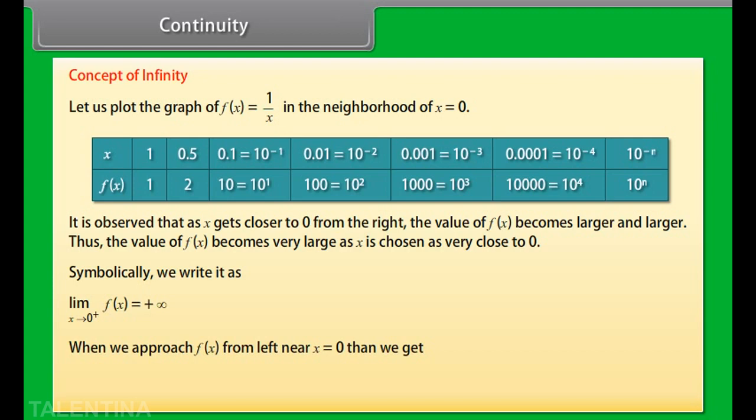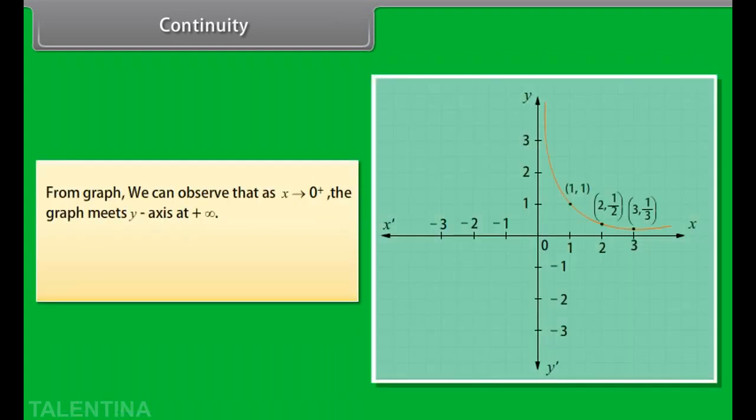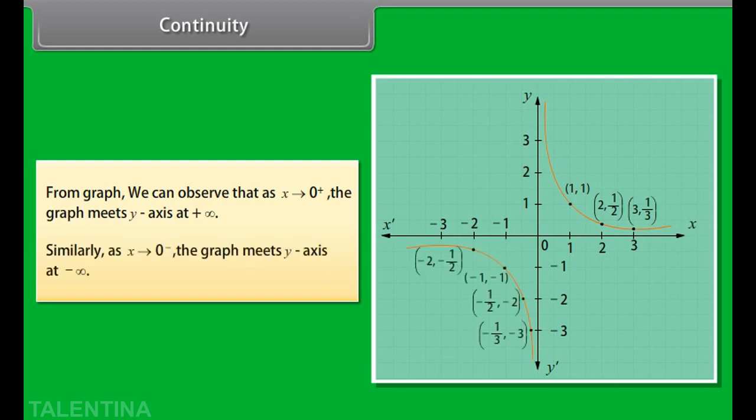When we approach f of x from the left near x is equal to 0, then we get limit x approaches 0 minus of f of x is equal to minus infinity. From the graph, we can observe that as x approaches 0 plus, the graph meets the y-axis at plus infinity. Similarly, as x approaches 0 minus, the graph meets the y-axis at minus infinity.